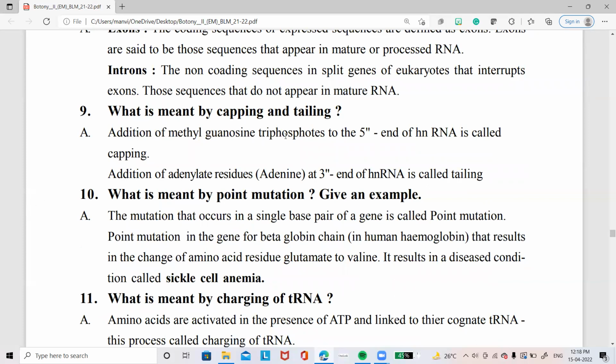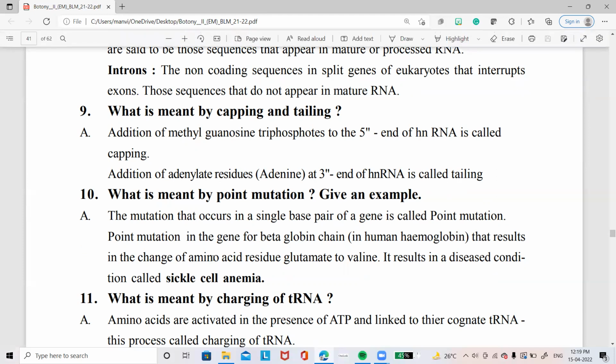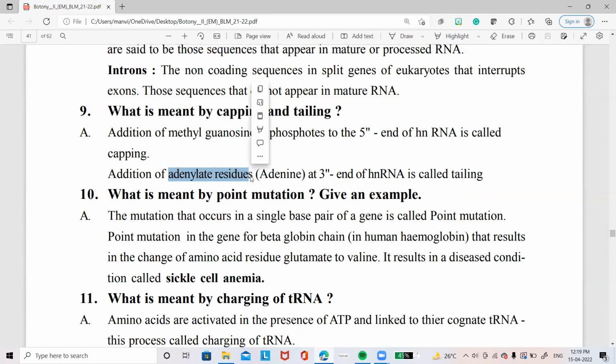Addition of methyl guanosine triphosphate at the 5' end of heterogeneous nuclear RNA is called capping. It is done in eukaryotes. Addition of adenylate residues at the 3' end of heterogeneous nuclear RNA is called tailing. So 5' capping includes methyl guanosine triphosphate, and 3' tailing includes adenylate residues. We can call it the poly A tail.